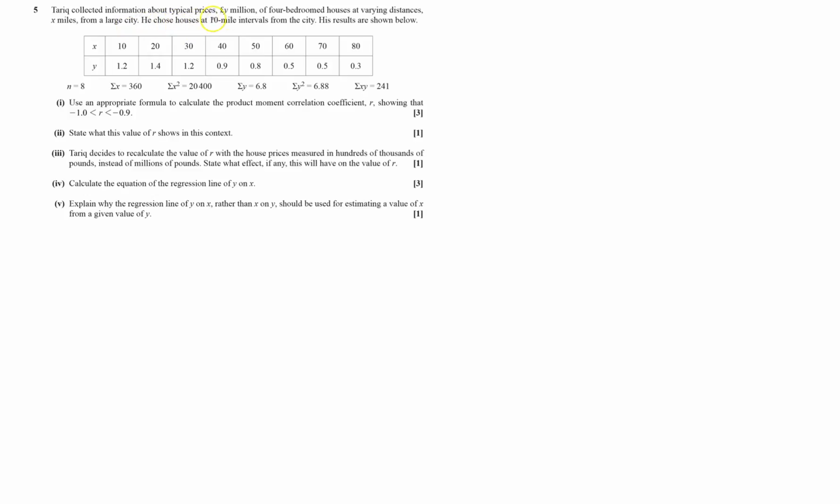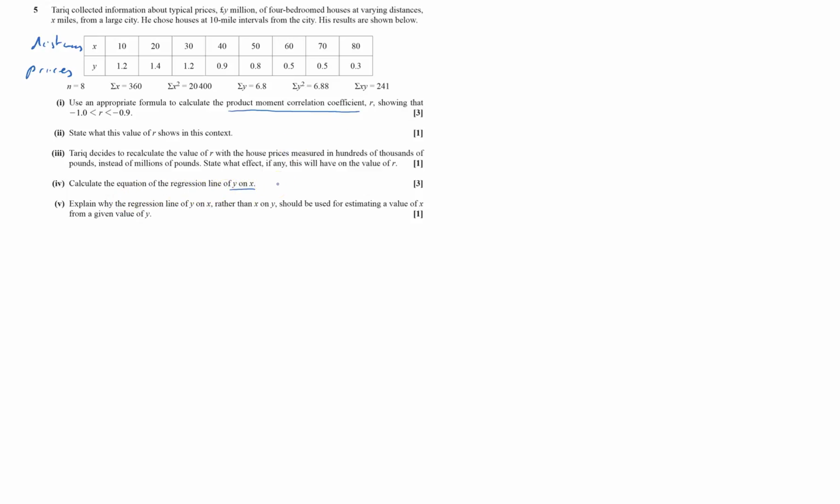Terry is collecting information about house prices in millions. So this is prices, and that's distances in tens of miles, and the data's been summarized. That's quite nice. We've got to work out the product moment correlation coefficient, and we've got to work out the regression line of Y on X.